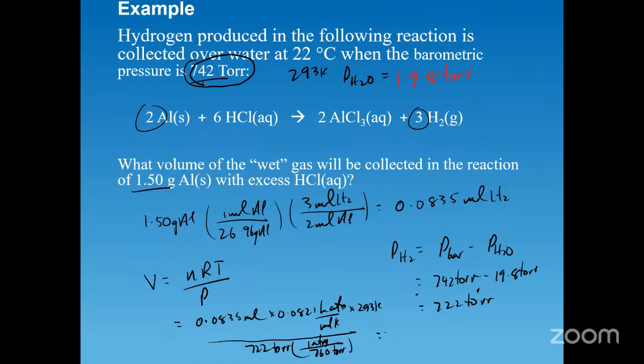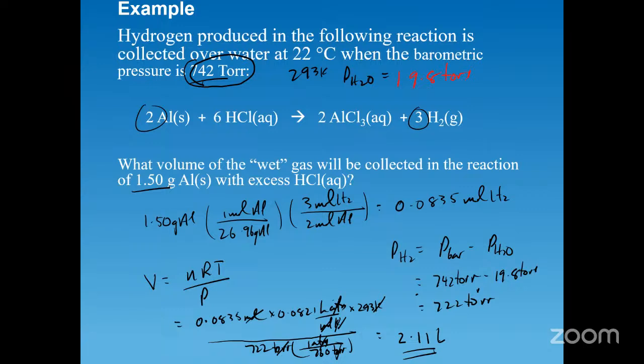0.0835 times 0.0821 times 293, and then divide by 722 divided by 760. According to my calculation, this works out to be, rounded to 3 sig figs, 2.11, and the units would be liters because the torrs will cancel out here and here, atmospheres cancel out there and there, Kelvin cancels out here, and the mole cancels out there and there. So this would be the answer.